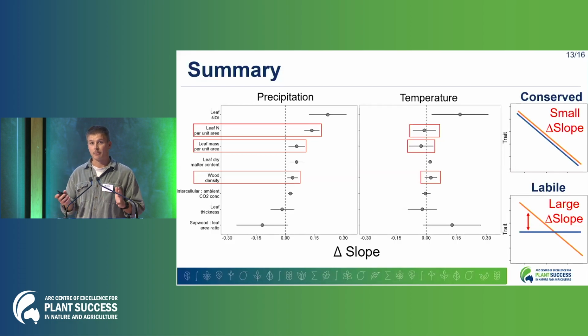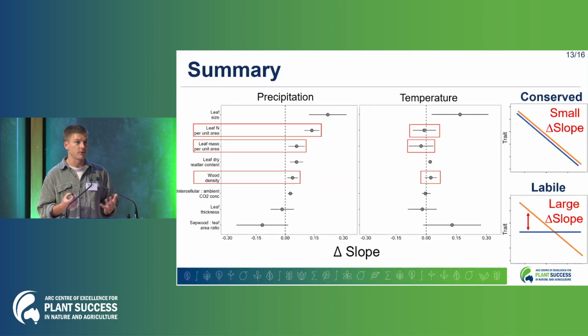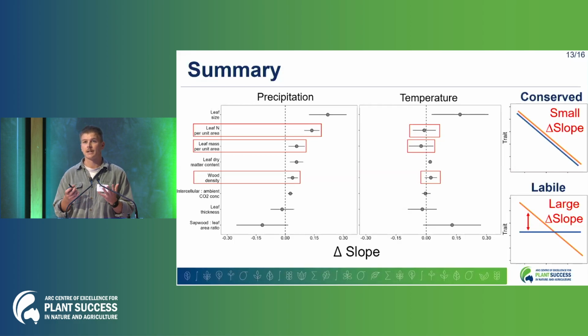So these are all quite preliminary results, so we're still working through the specific interpretations, but in general, particularly for precipitation, we seem to see these leaf traits, in particular leaf size and leaf nutrients, seem most labile, whereas these more structural traits, so leaf mass per area and wood density, seem to be more conserved.